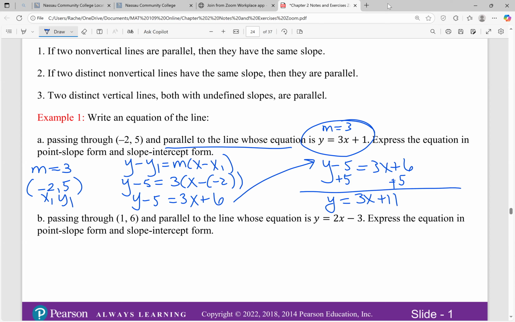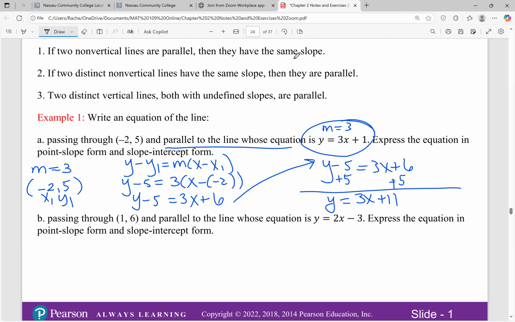So you'll see this equation of the line that we came up with has a slope of 3. It just has a different y-intercept than the line y equals 3x plus 1. So the fact that they have the same slope means they're going to be parallel. So let's graph them. Let's graph y equals 3x plus 1, and then let's also graph y equals 3x plus 11 on the same graph.